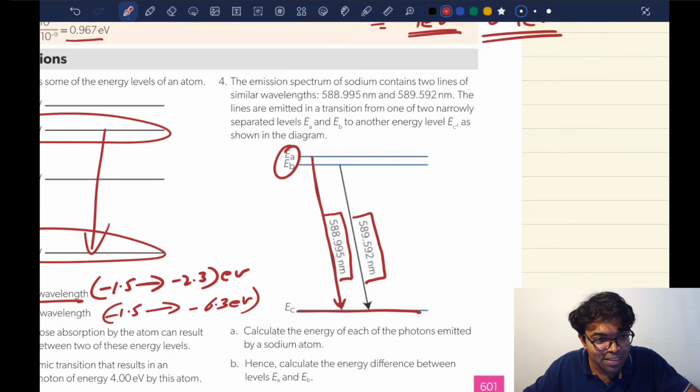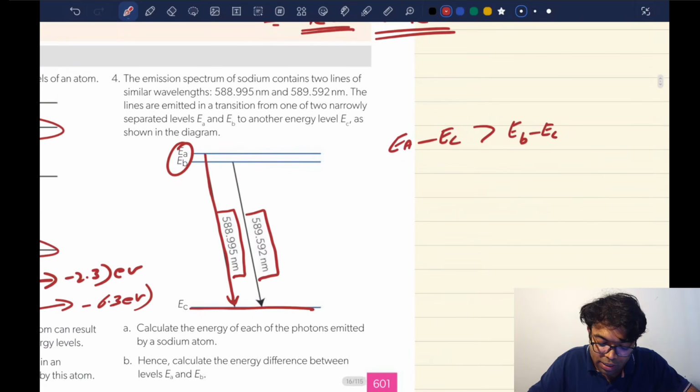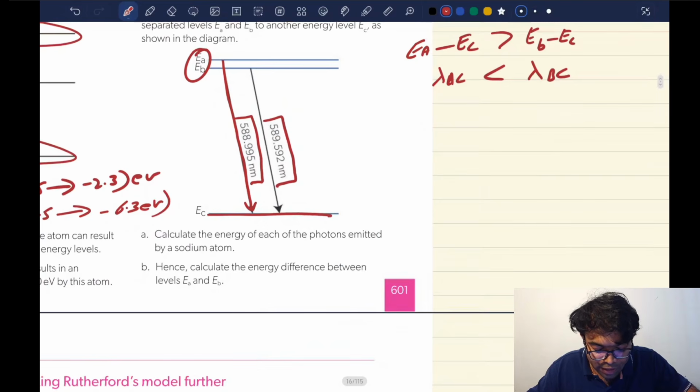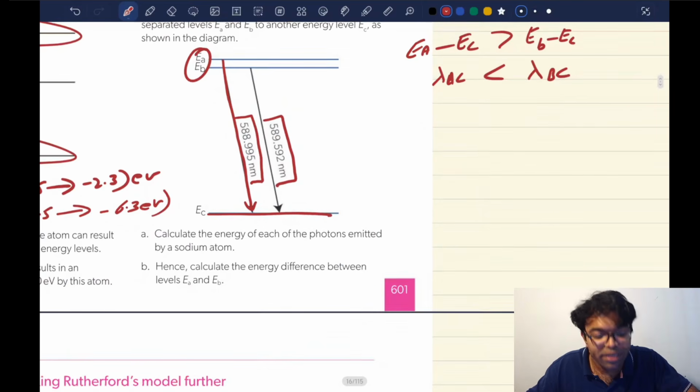It makes sense, right? The wavelength is increasing as the energy is decreasing. Since EA is at a higher energy level than EB, EA to EC would have a higher energy than EB to EC. Therefore, the wavelength for A to C will be less than lambda for B to C. What have they asked us? Calculate the energy of each of the photons emitted by the sodium atom. How will you do this, Akshay?